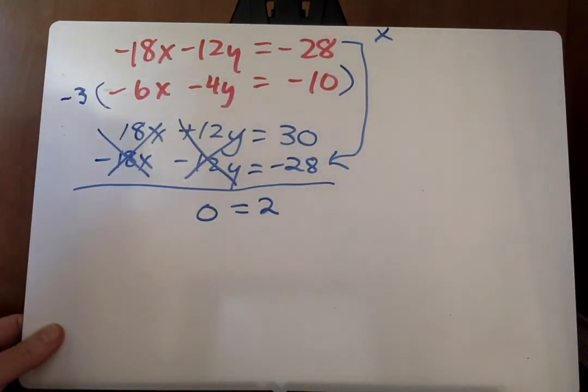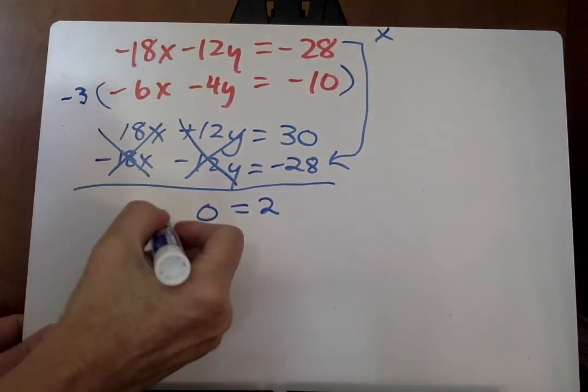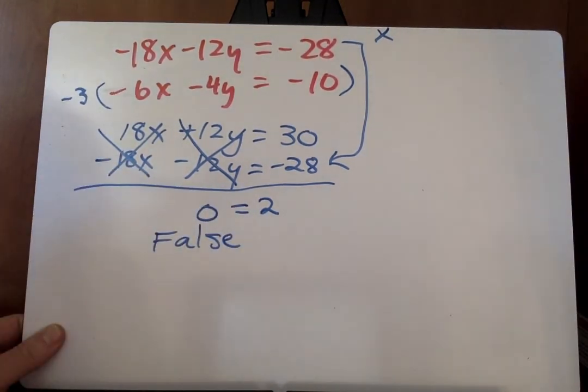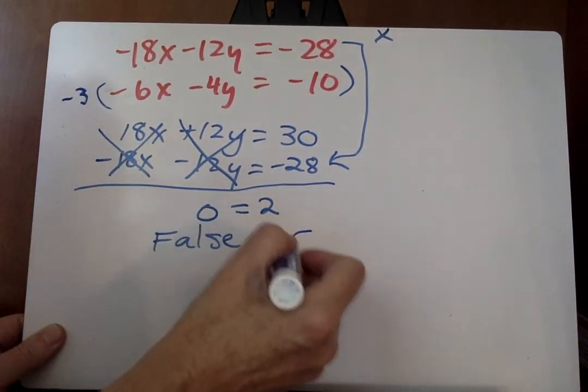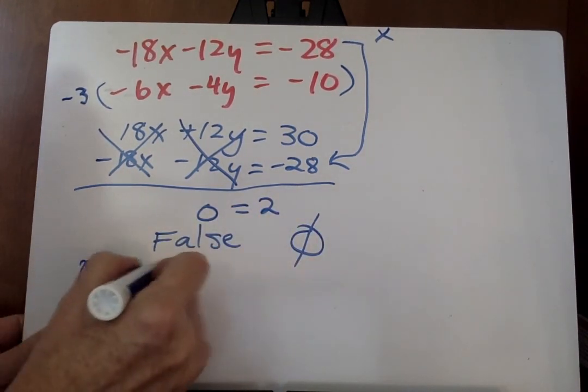the variables disappeared. So then I have to say, is that a true or a false statement? And that's going to be false. And what's the solution when it's false? And the answer is empty set. Or if you wanted to write out no solution, you could do that as well.